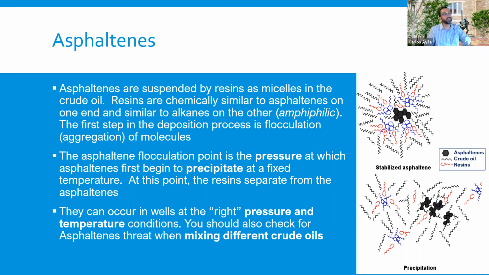So they can occur under, again, the right combination of pressure and temperature, but also they happen when you mix different crude oils of different formations, depending on the chemistry of the different oils. You should check for the potential of asphaltenes formation when you do that. So I guess the only advice I can give you is if you're dealing with this, you need to find yourself an asphaltene expert to help you address this.